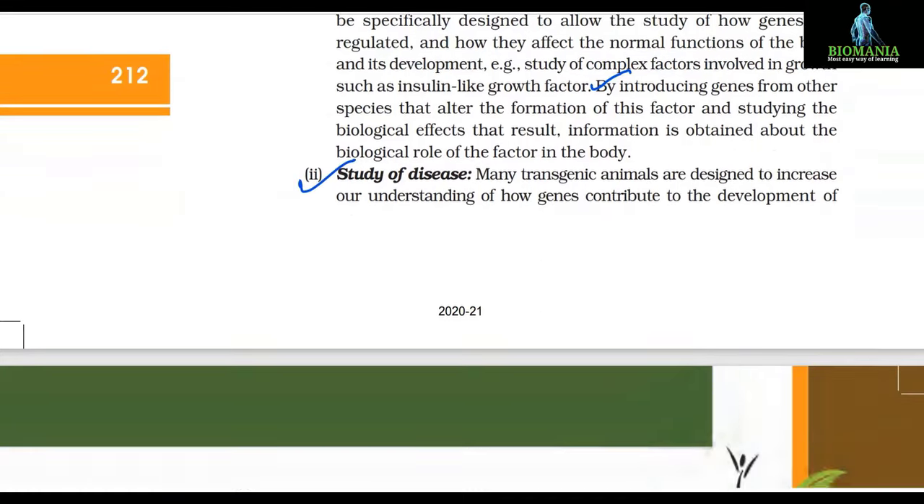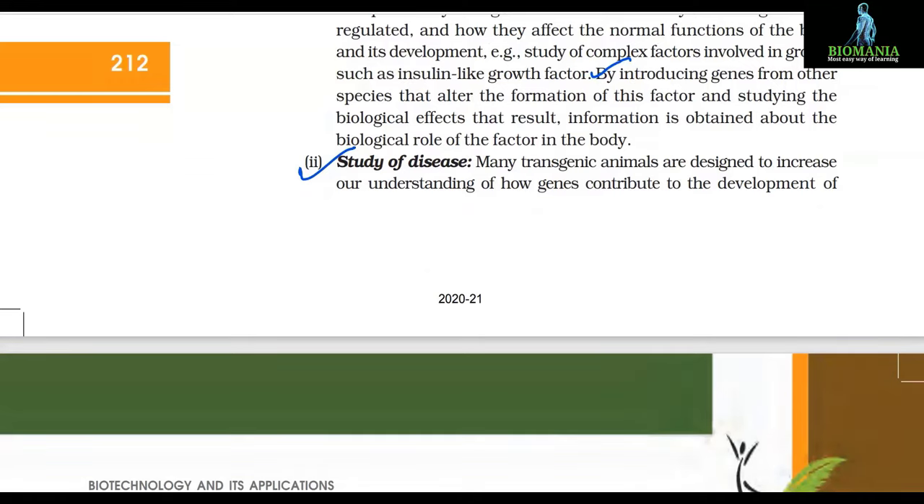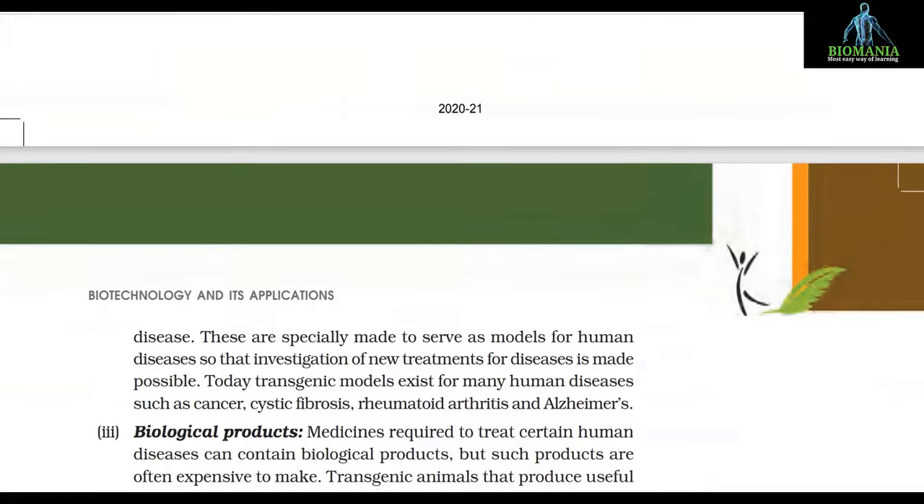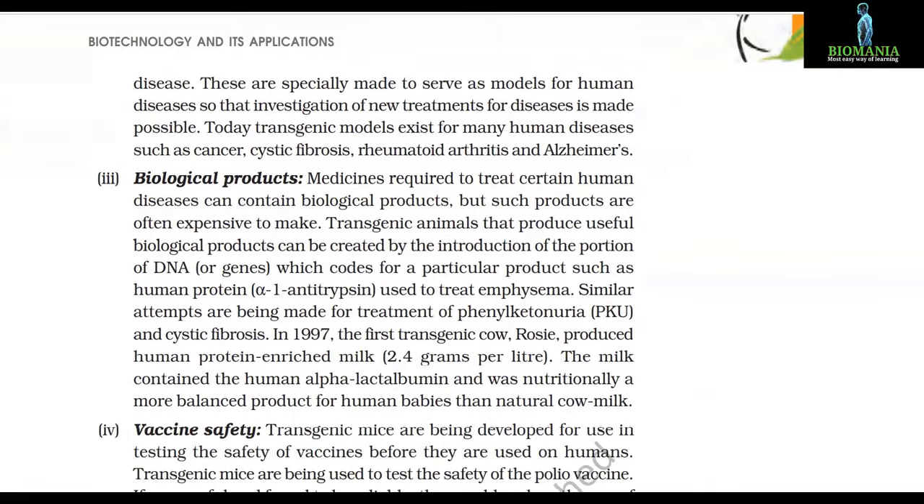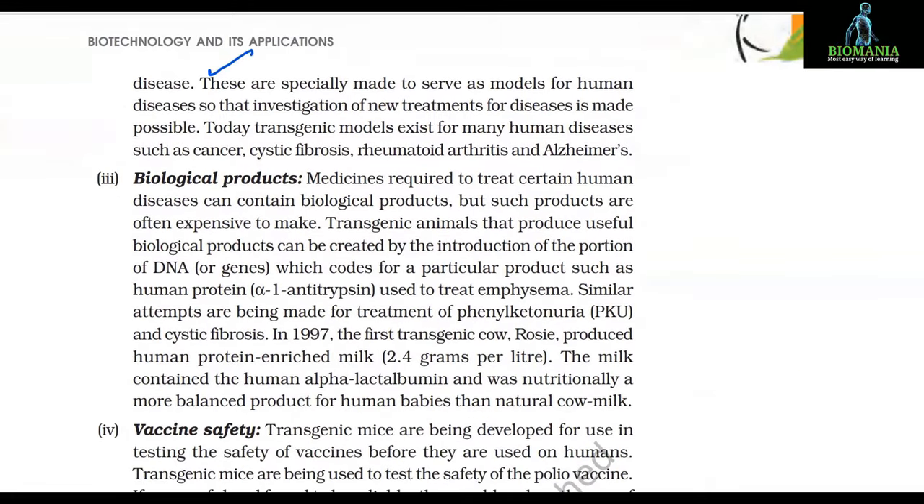Number 2, study of disease. Many transgenic animals are designed to increase our understanding of how genes contribute to the development of disease. They are especially made to serve as models for human diseases so that investigations of new treatments for diseases is made possible. Today, transgenic models exist for many human diseases such as cancer, cystic fibrosis, rheumatoid arthritis, and Alzheimer's.